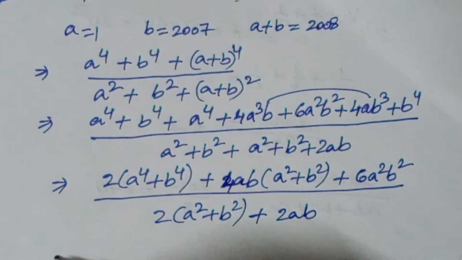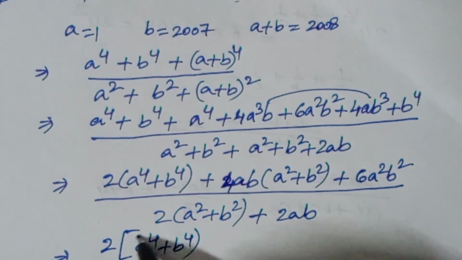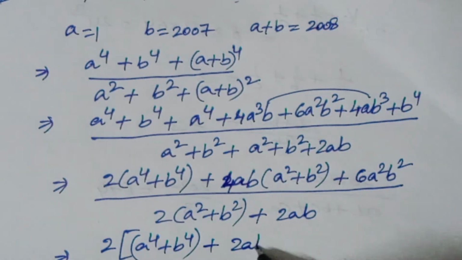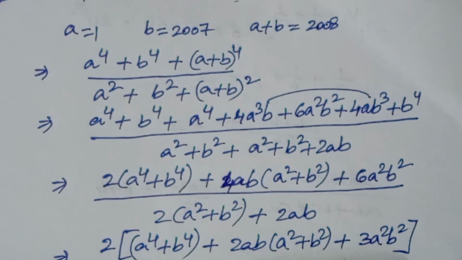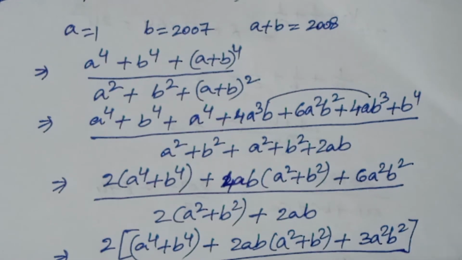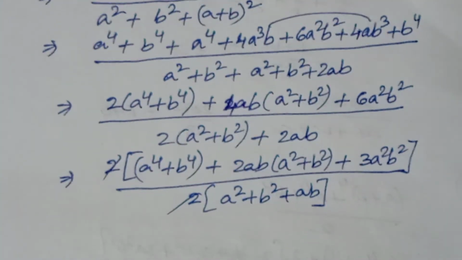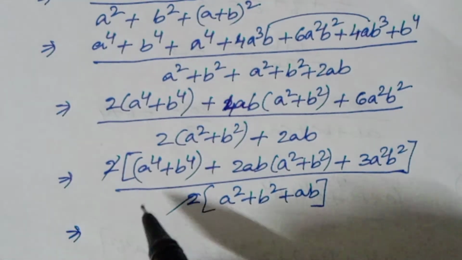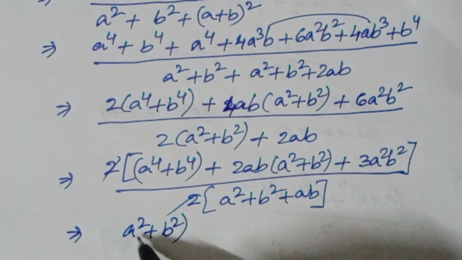Now here you can take 2 common. If you take 2 common, a power 4 plus b to the power of 4 plus 2ab of (a square plus b square) plus 3a square b square, divided by, taking 2 common here, a square plus b square plus ab. So the 2 gets cancelled. So here you can write it as (a square plus b square) whole square.